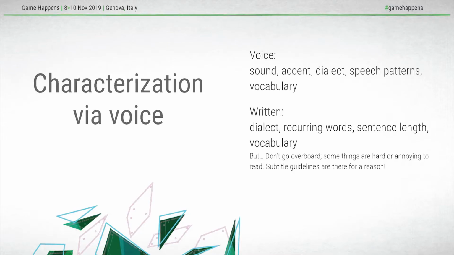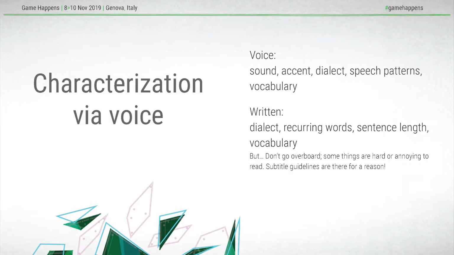Okay, so first tip is about characterization via voice. So basically, when you write something that has a voice that you can hear in your game, you have a lot to play with. You have the sound of somebody's voice, you have the accent, you have a possible dialect, you have a vocabulary, you have speech patterns.